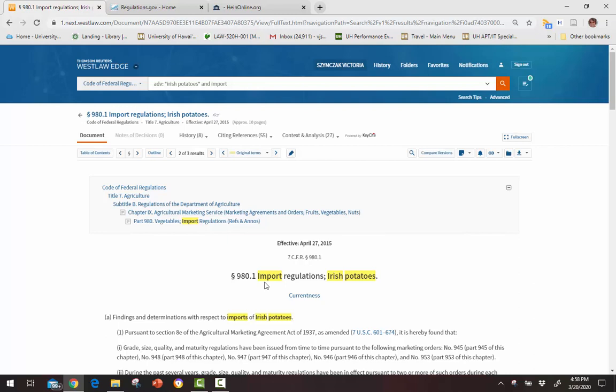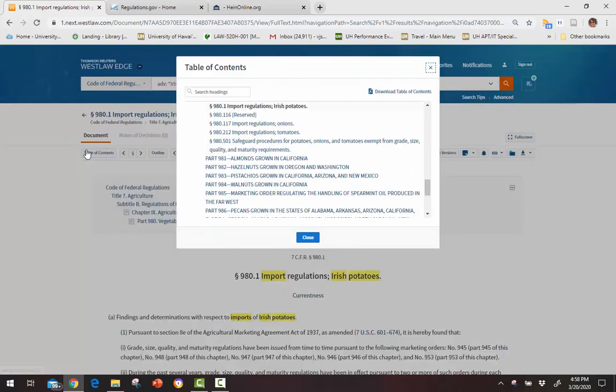So there are some similar features here just to review. We have the table of contents to give you the context for what you're looking at. If we really were looking for hazelnuts or pistachios, I guess we could go to those parts.